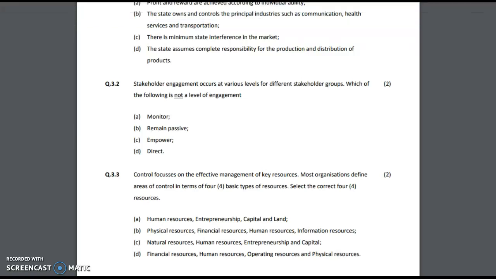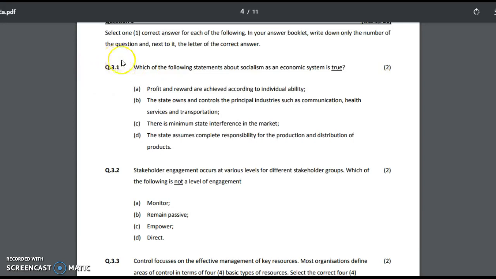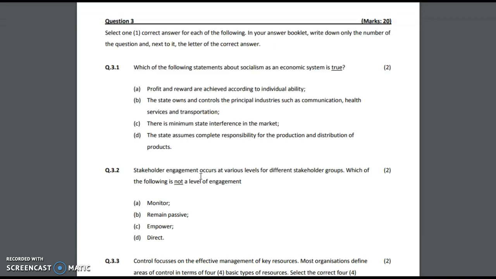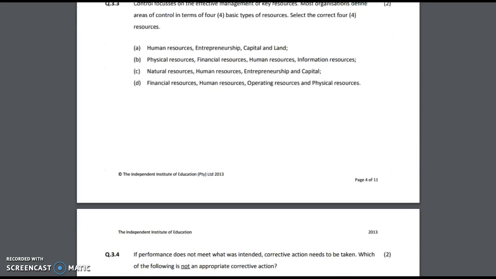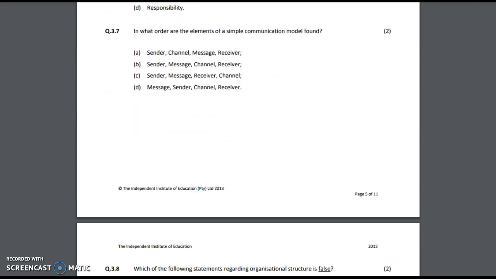Another thing is make sure you read the question and the instruction properly. You'll see question 3.1 is looking for the correct answer. Question 3.2 is looking for what is not a level of engagement. So what I do, or what I recommend my students do, is have a highlighter with you. And when you see these types of questions, you highlight them so you pay attention to them. Then as we go through, the next page is the same type of questions.